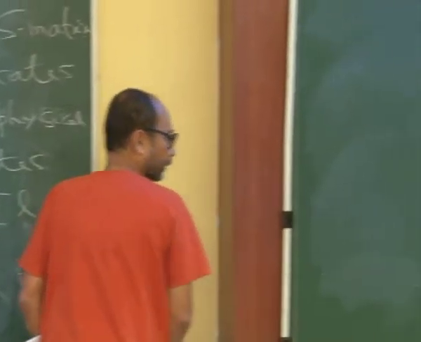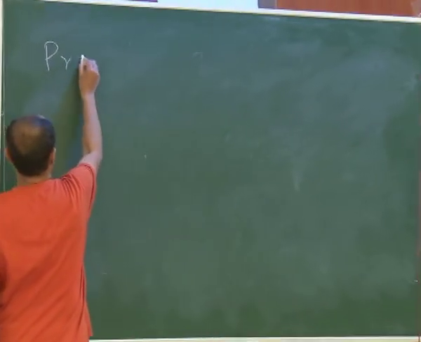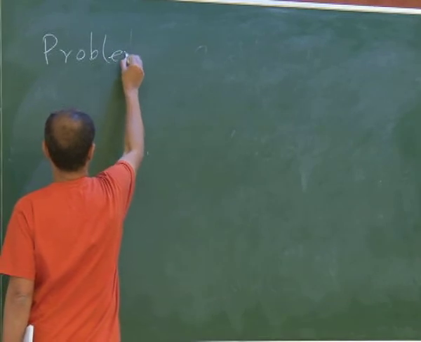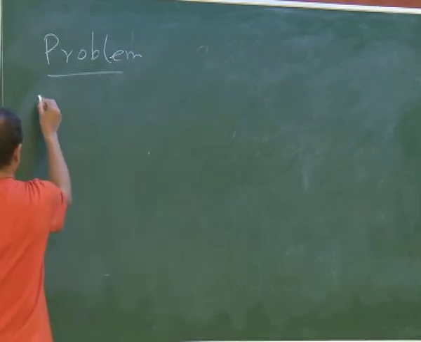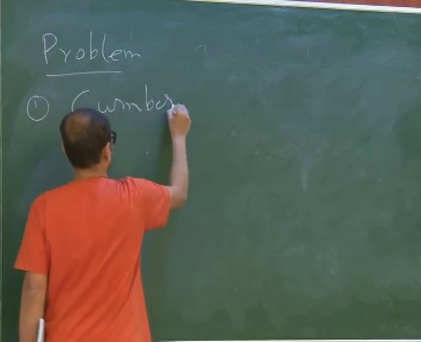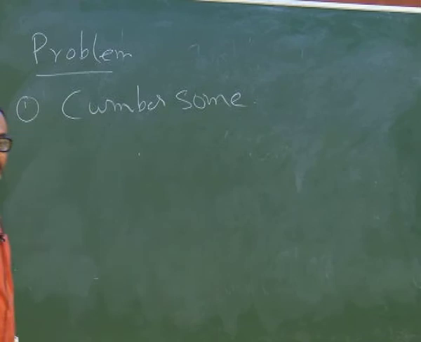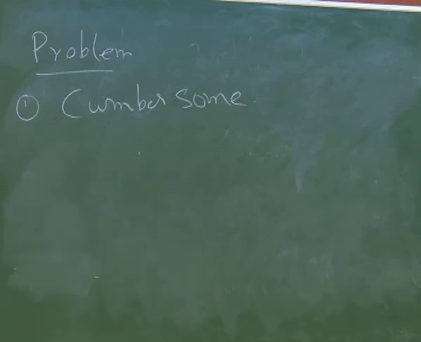Okay, so what is the problem with this? Why don't we use this formalism? The problem, of course, is that it's cumbersome. We are not going to use this kind of technique to compute renormalized masses, right?